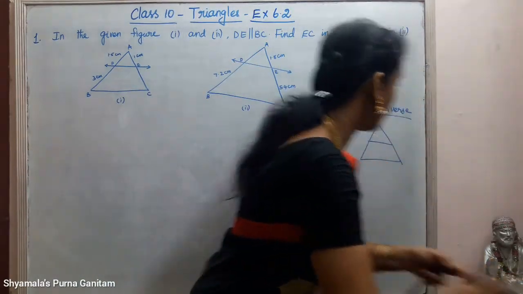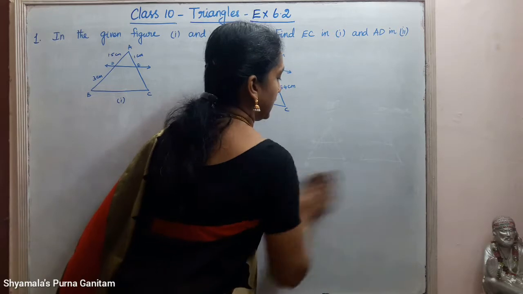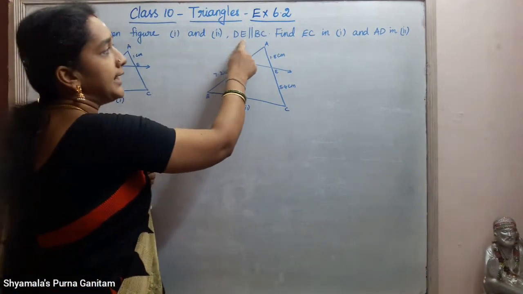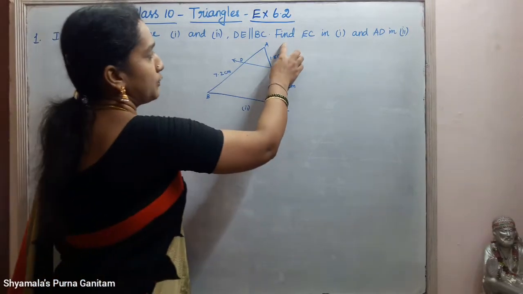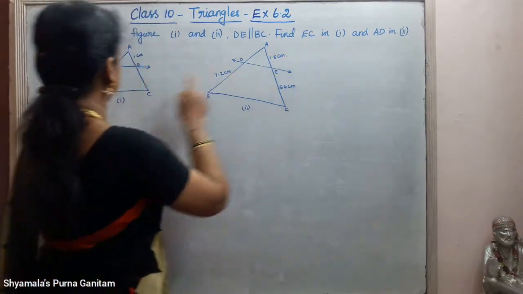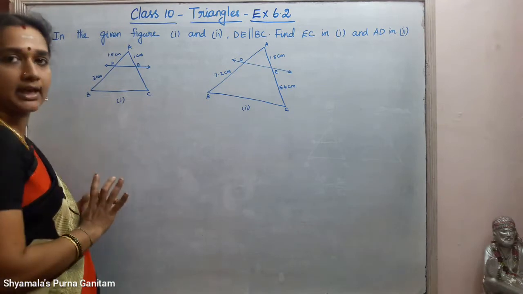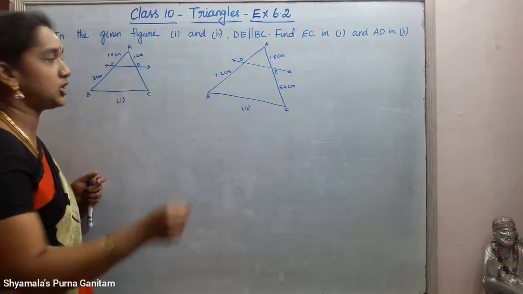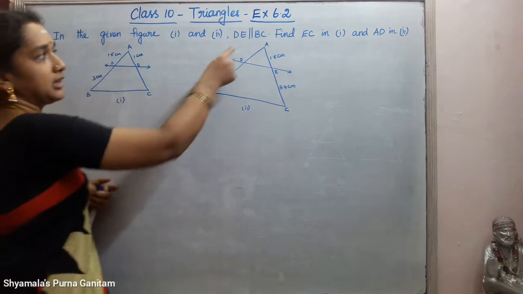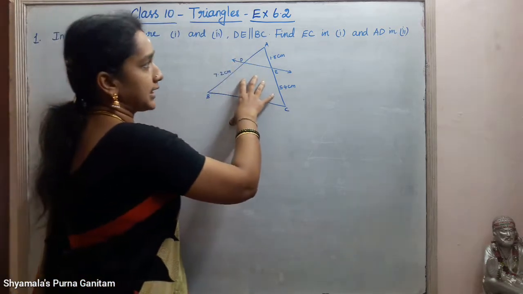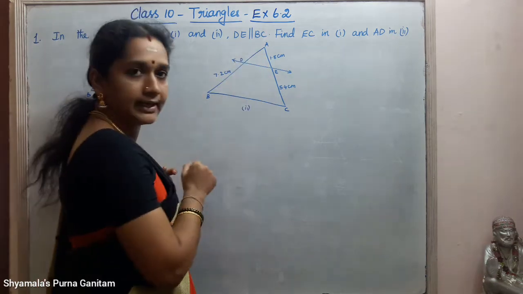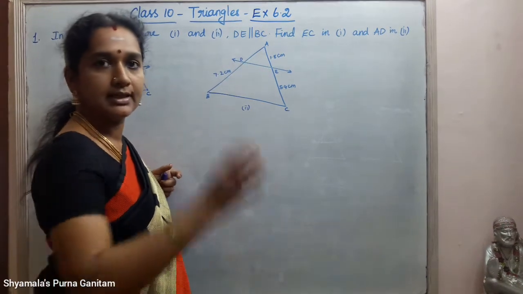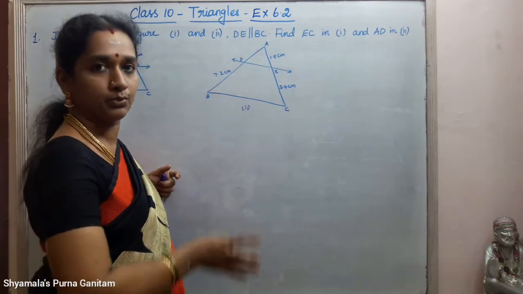Now, the first sum I have drawn already. It is given in figures 1 and 2, DE is parallel to BC. Find EC in 1. ABC is the triangle given, and we are asked to find the unknown value, that is EC. The condition given is DE is parallel to BC. In the second figure, we are asked to find AD. For that also, DE is parallel to BC. So, these are the things we are going to find.